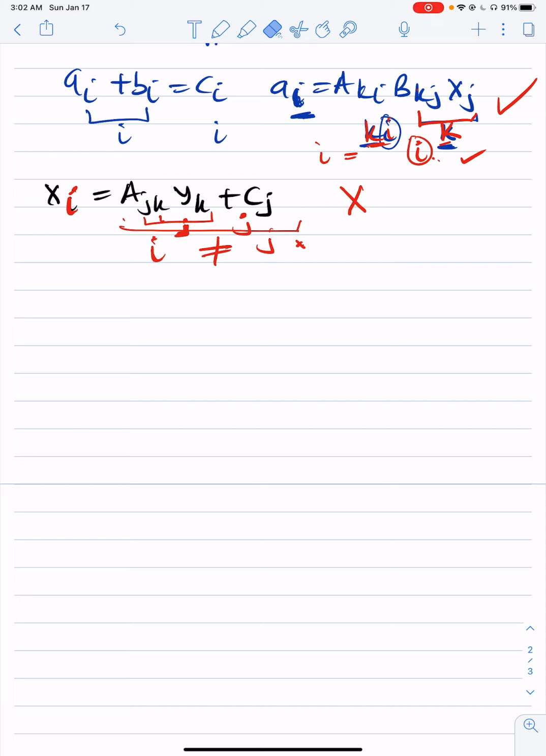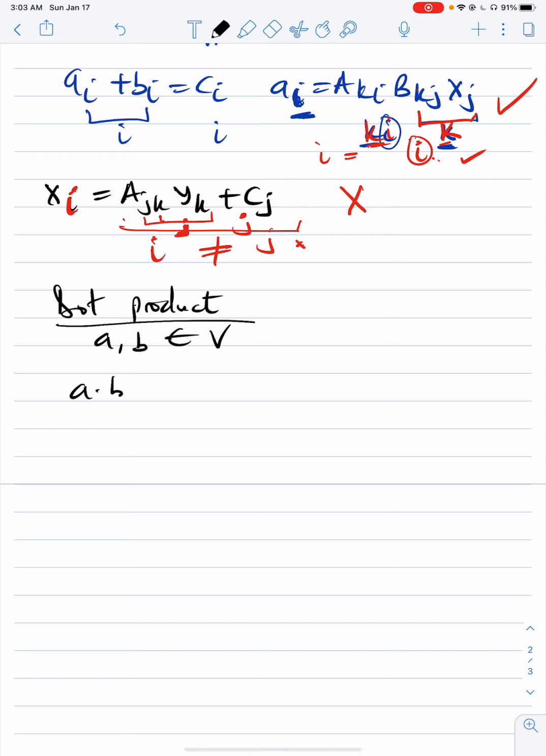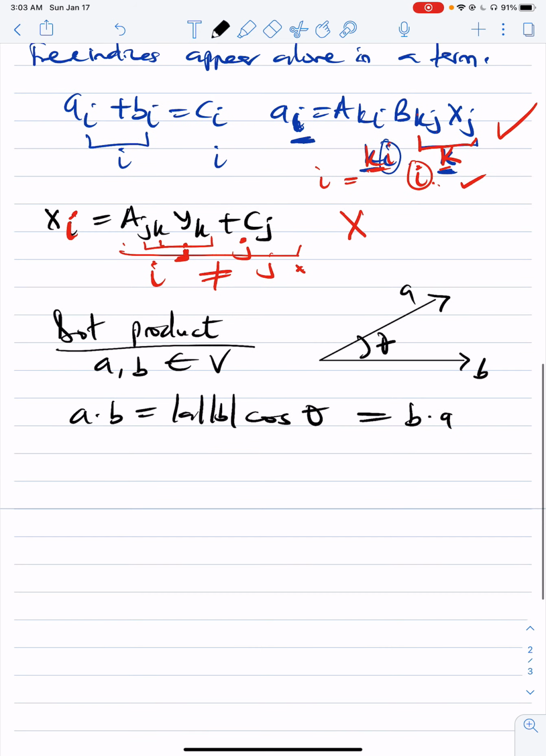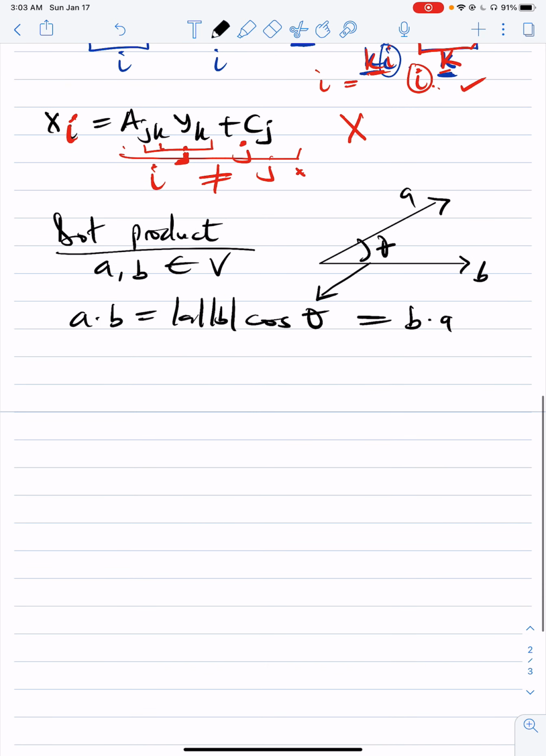So like I also previously explained, for the dot product, let's assume A and B are vectors, right? Then what that means is A dot B is equal to the magnitude of A times the magnitude of B cos theta, which is equal to B dot A. Let's assume here is B, let's say here is A, right? There's an angle between them, which we're interpreting to be theta. So A dot B is equal to B dot A.